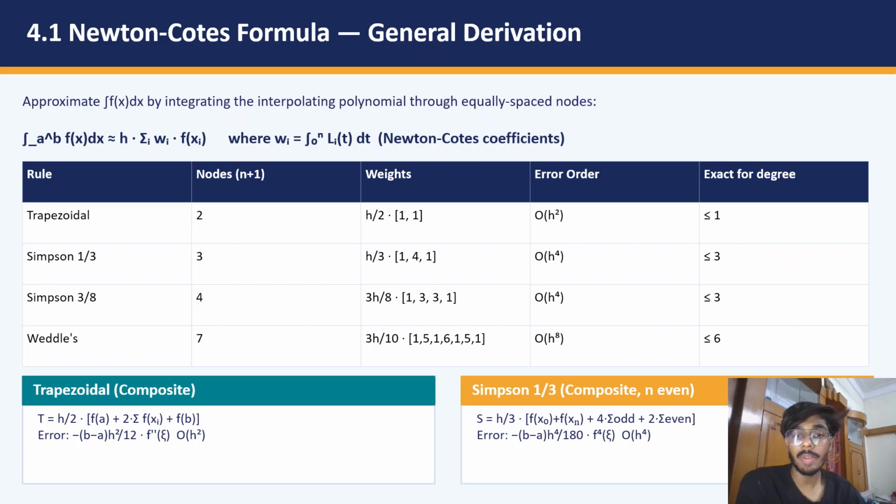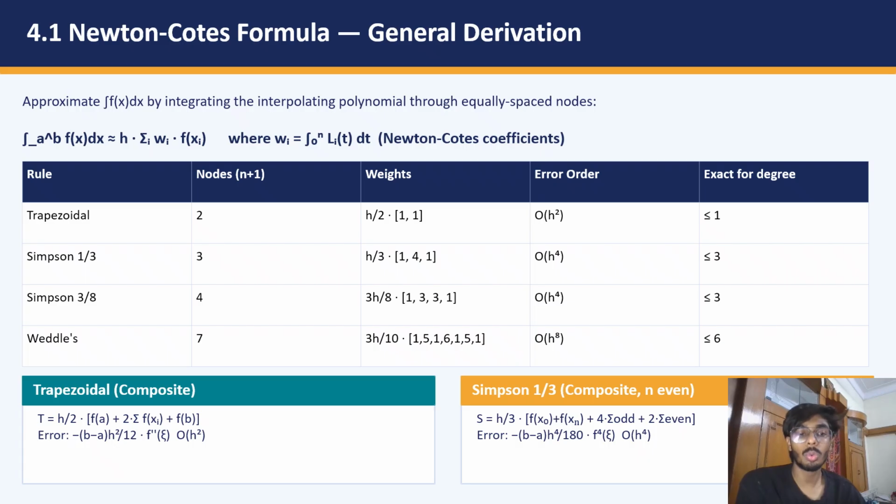Then we have h divided by 3, which is 1, 4, 1. 3h divided by 8, 1, 3, 3, 1. And at last we have Weddle's 3h by 10, 1, 5, 1, 6, 1, 5, 1. We have order of error, which is order of h square, order of h to the power 4, order of h to the power 4, and order of h to the power 8, and exact degree as respectively.